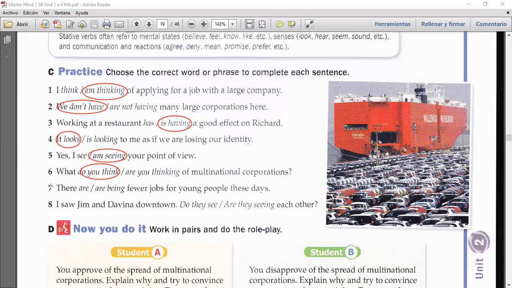Seven, there are fewer jobs for young people these days. Eight, I saw Jim and Sabina downtown. Are they seeing each other?